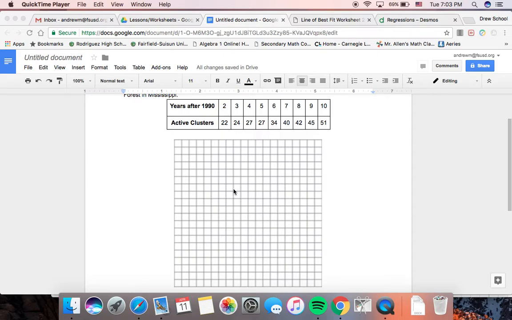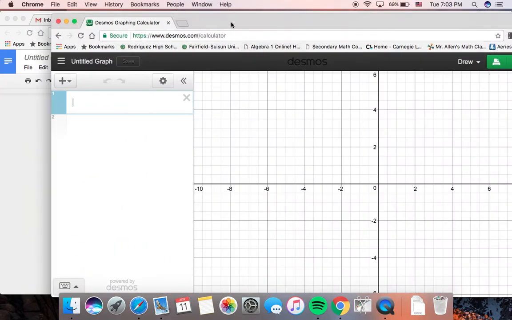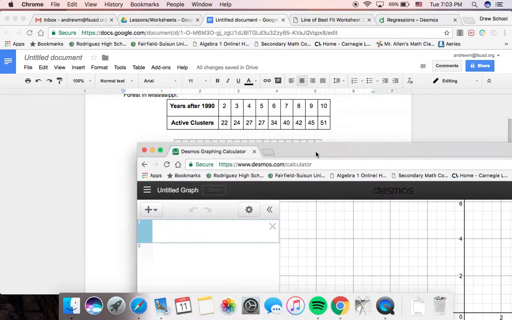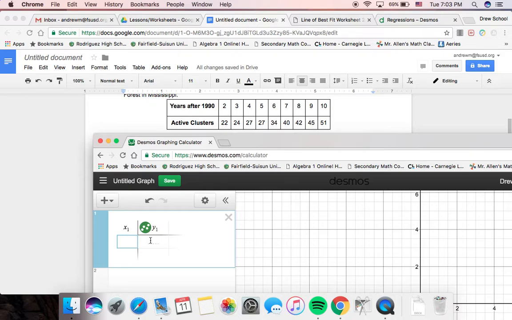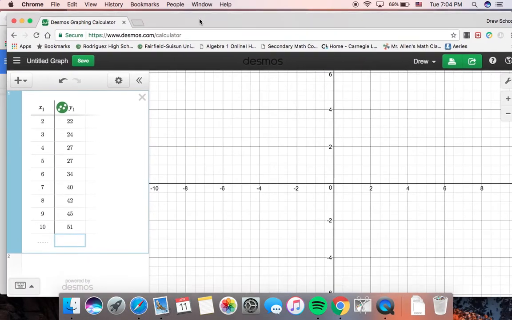I am going to use Desmos. So I'm going to make a table using Desmos for all the information that we have. So we have 2, 3, 4, 5, 6, 7, 8, 9, 10, and I'm going to type in the y's: 22, 24, 27, 27, 34, 40, 42, 45, 51. Alright, so we have all of our data points.